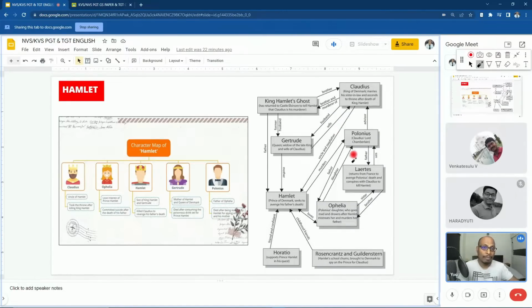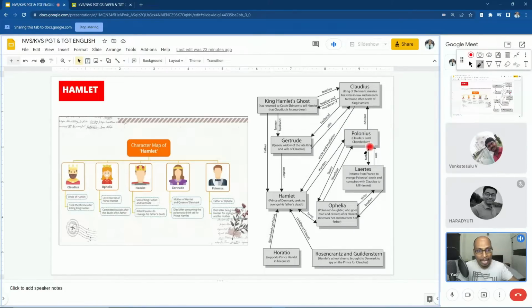That I'll explain when I come to Act 1, 2, 3, 4 and 5. And when that information reached his son, because Claudius sent that information to Laertes, who was studying in France, to avenge his father's death, Laertes returned to Denmark, and he was told by Claudius that Hamlet killed his father. So he also wants to take revenge. Hamlet also wants to take revenge. So that's why it has become a revenge tragedy.